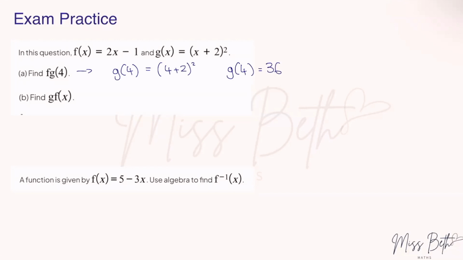That is now my output, which becomes my input for f. So f of 36 is going to be equal to 2 lots of 36, subtract 1. So f of 36 is equal to 72 minus 1, so 71. That would be your answer for part A.